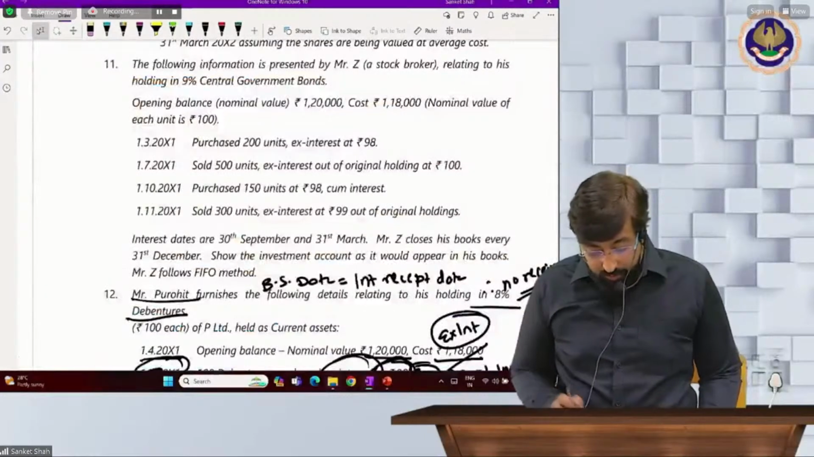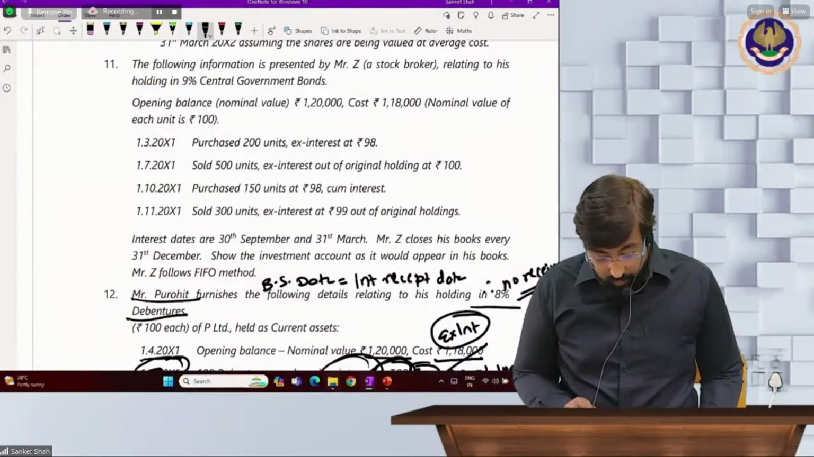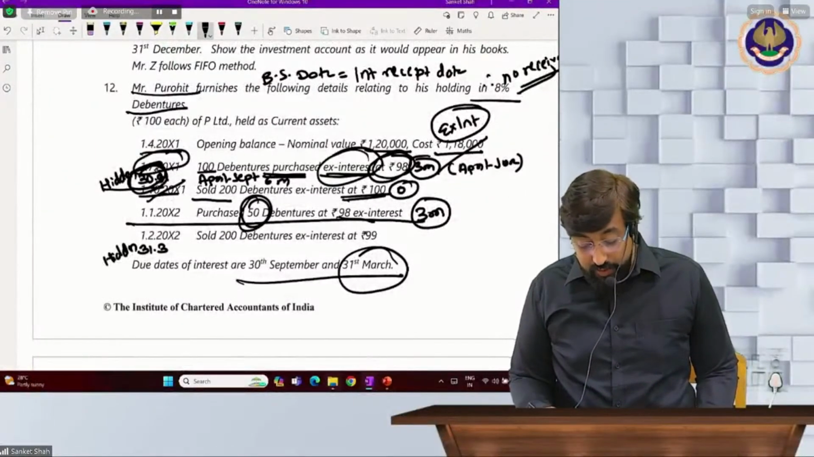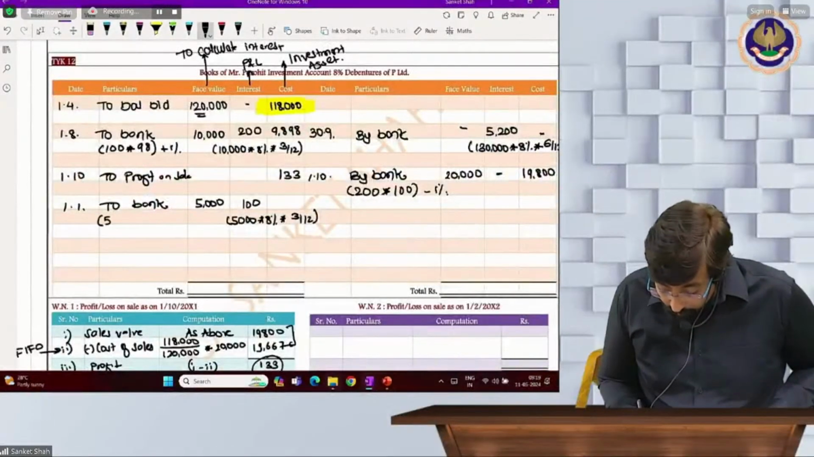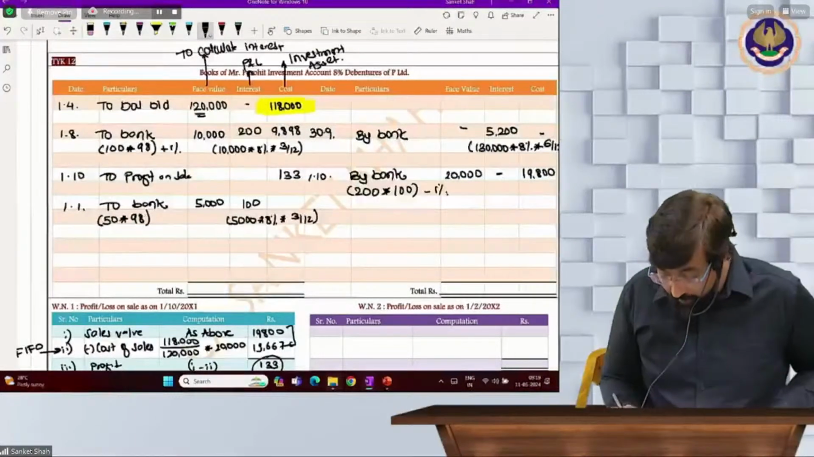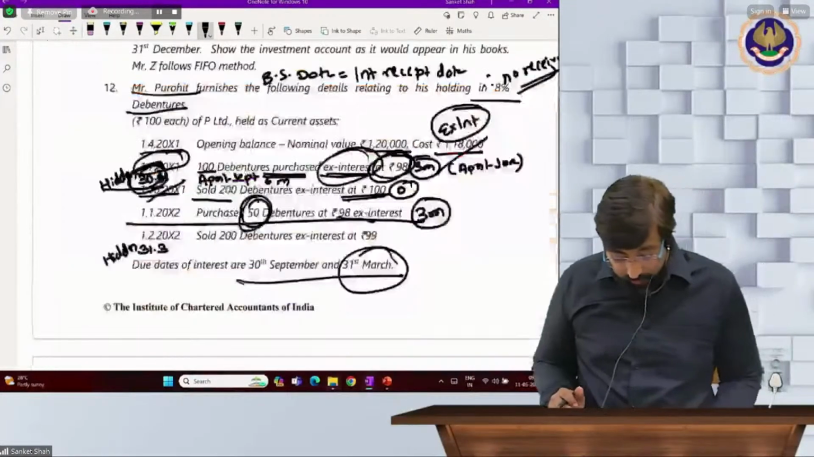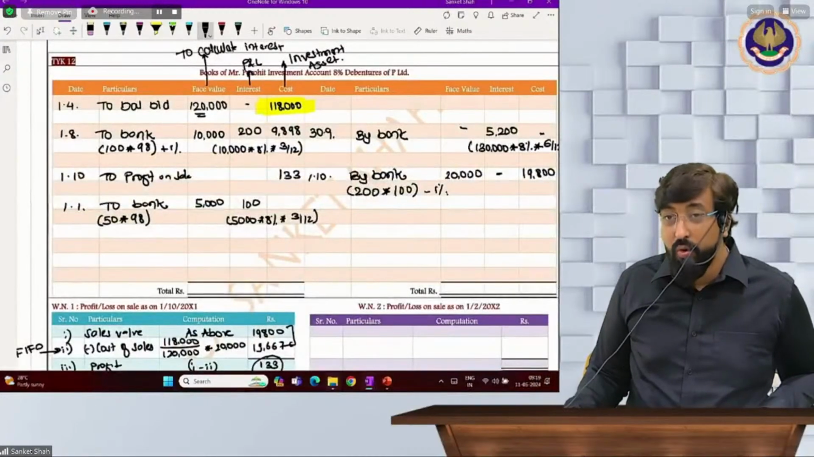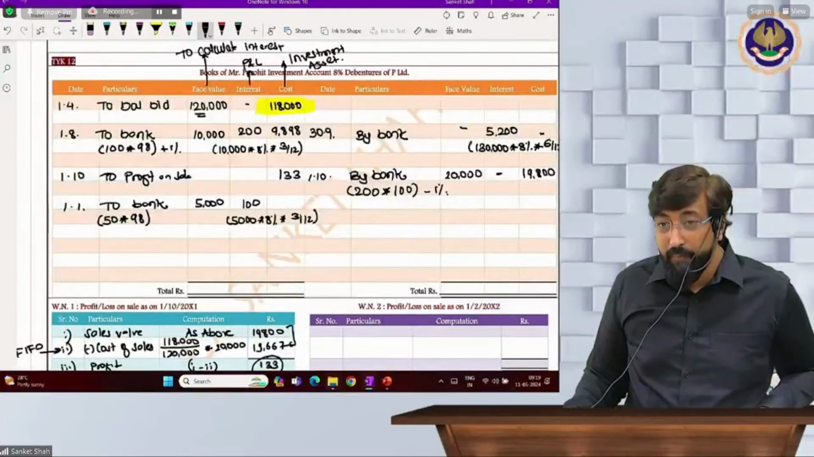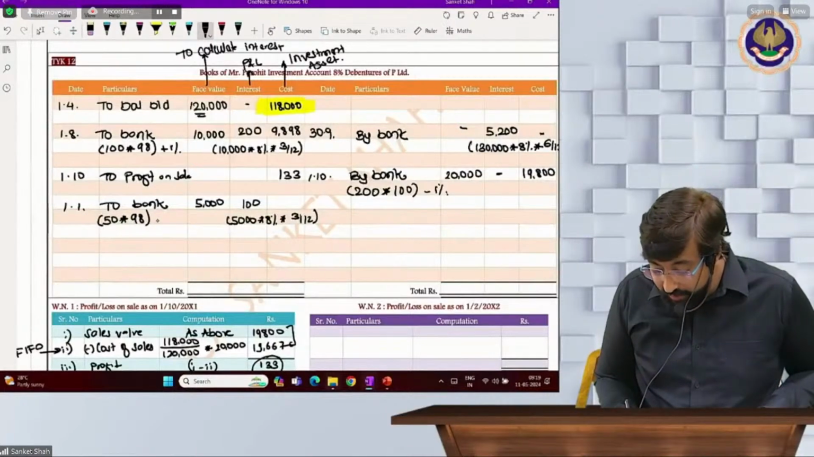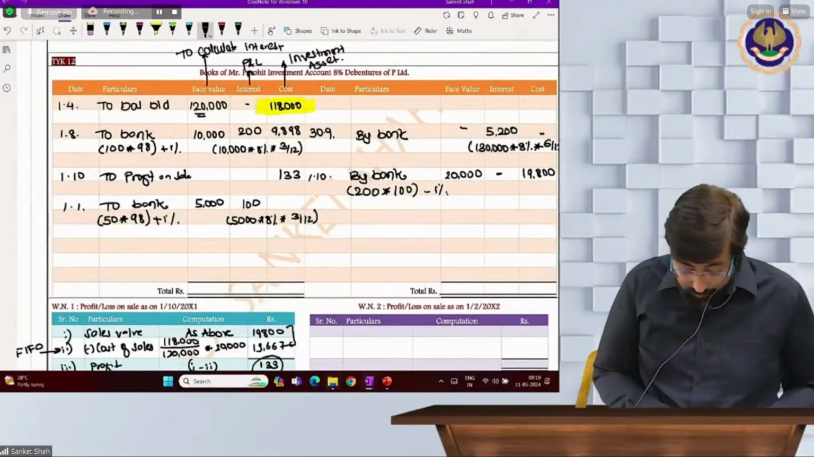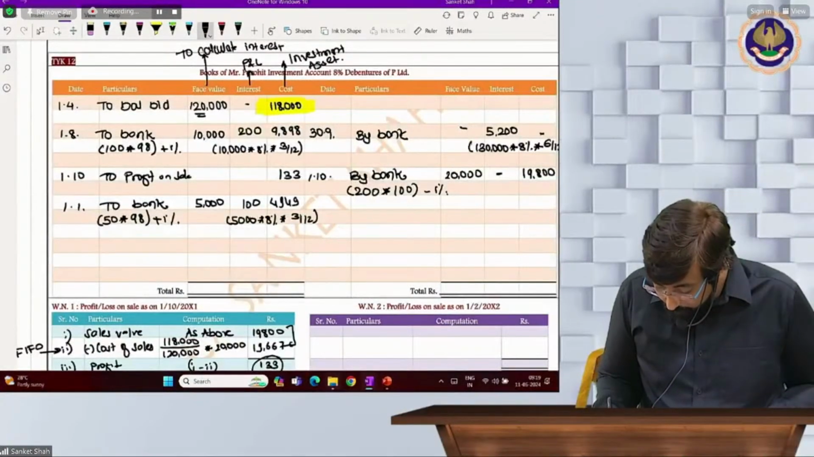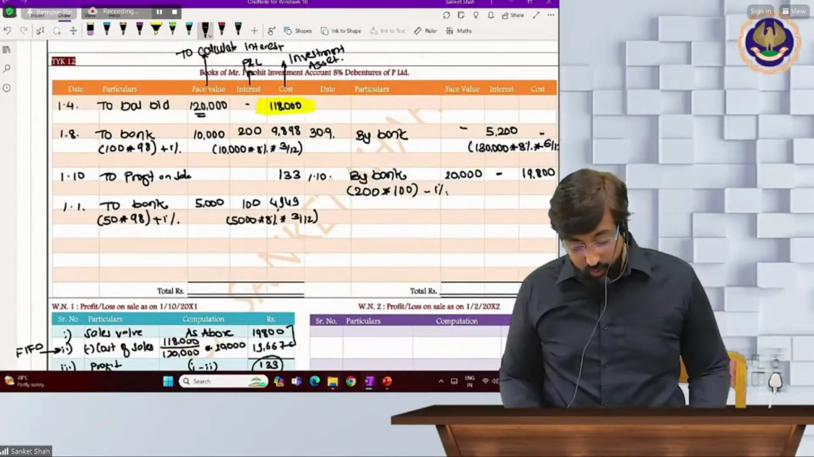Now what is your ex interest amount? 98. It is given, beta. Why are you getting so confused? 98. Should I deduct interest or not? Should I deduct 100 or not? No. So don't deduct 100 because it is ex interest. Yes sir. Plus 1%, 4,949. 4,949 over.